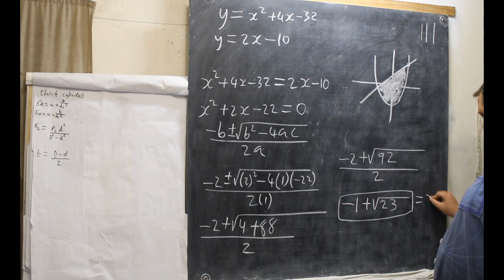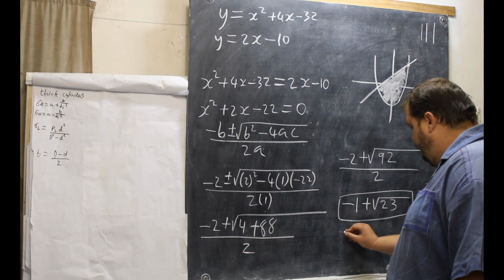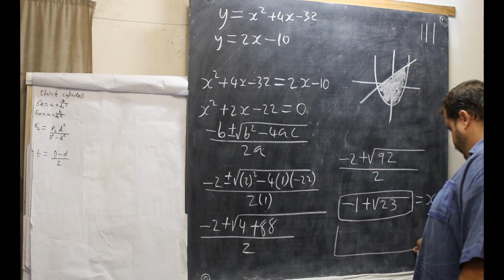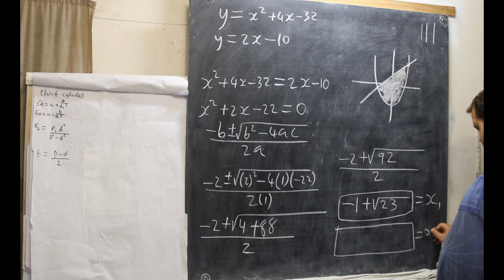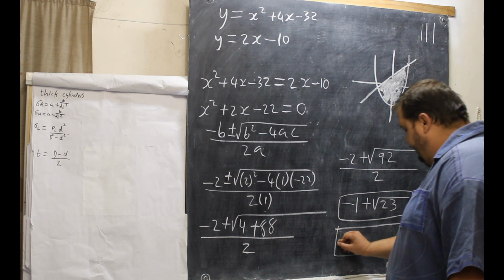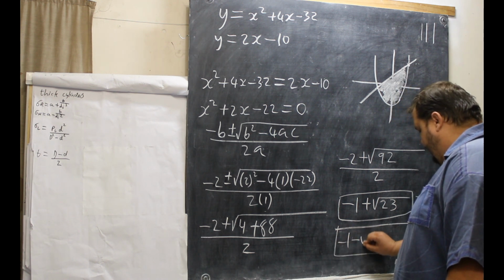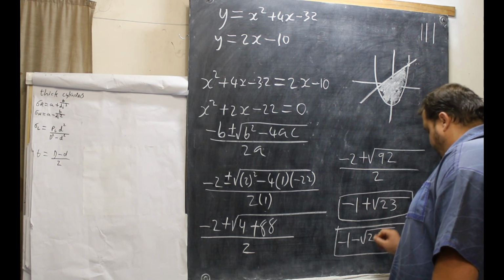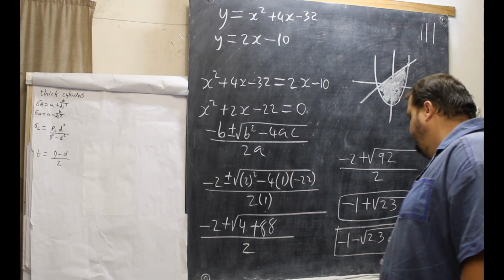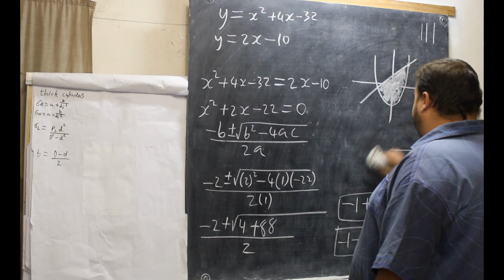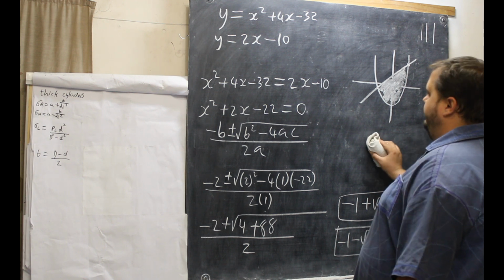This equals x1. Now the next one, x2, is minus 1 minus the root of 23. We've got to keep this in mind when we do our next part.